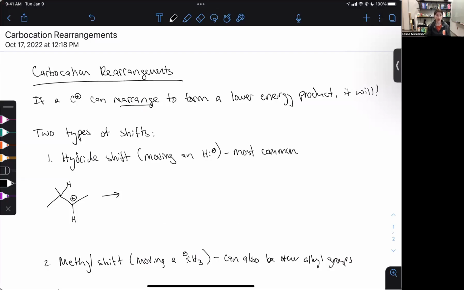Hi everybody, I'm going to talk about carbocation rearrangements in this video. The most important thing to think about in terms of carbocation rearrangements is that if it can rearrange to form a lower energy product, it absolutely will do that. So it's very, very difficult to stop a rearrangement from occurring if it has a chance to go to a lower energy product. There are really two types of shifts that we're going to be looking at.